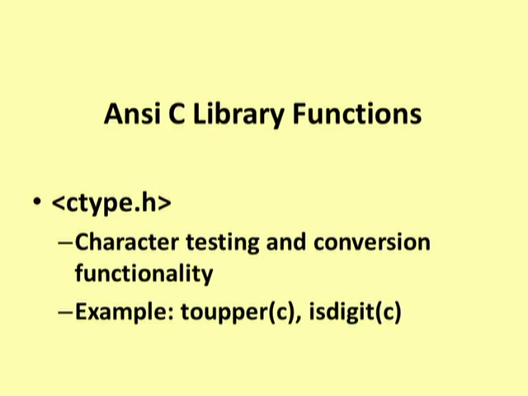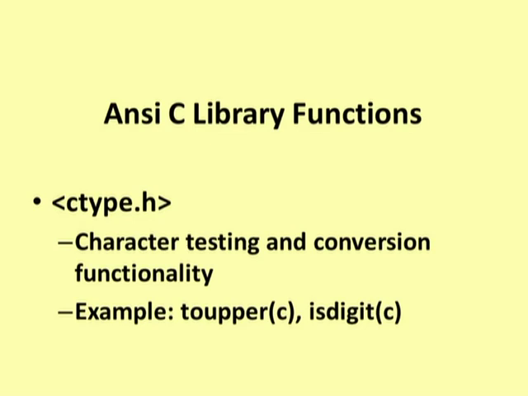For example, if I have one character value and I want to check whether that character is uppercase or lowercase, I call the function isupper and pass the parameter c, where c is a variable of type character. Suppose c contains the value capital A. If I pass c here, isupper returns a non-zero value if it contains an upper case character, and returns 0 if it does not.